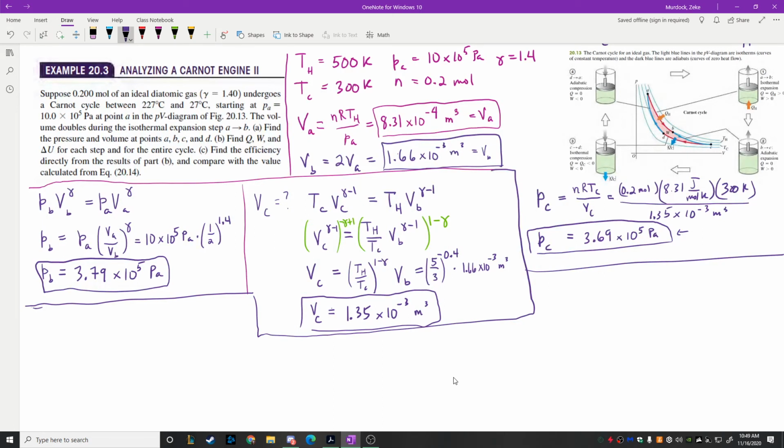Okay, for point D, we're going to have to use one of these two methods here, right? For C to D, I think we use this, right? No, we can't do that, right? We've got to use this one now. And it has to be for the D to A process, right? I think what we have to do for this is if I want to find what VD or the pressure is, we need to do TC VD to the gamma minus 1 is equal to TH VA to the gamma minus 1. Would you all agree with that?